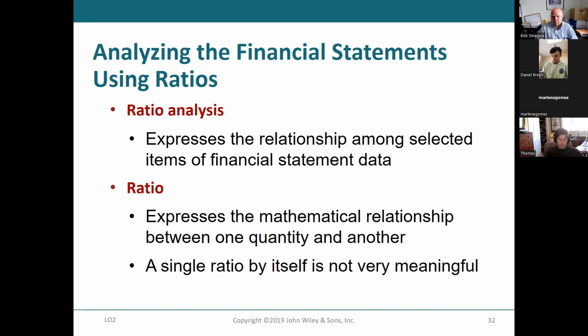A ratio expresses the relationship among selected items of the financial data. A ratio means you're dividing something. Something's being divided by something. It expresses the mathematical ratio between one quantity and another. A single ratio by itself may not be very meaningful. So let's see what they're talking about.